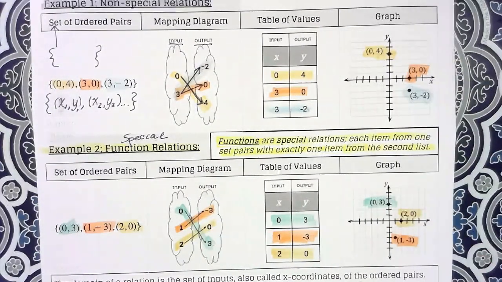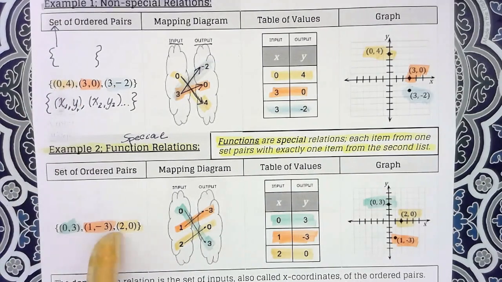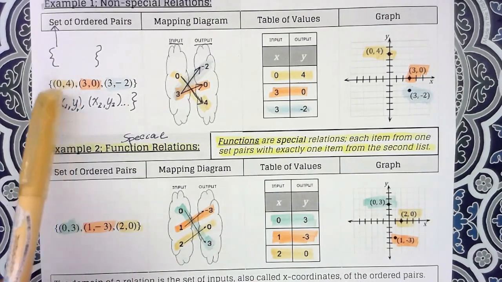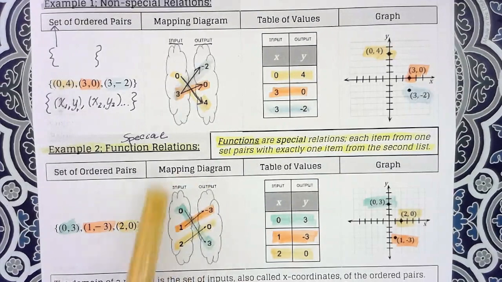So what do we notice? Okay, even if I didn't tell you, what are the big differences? Well, here, if you notice, I don't repeat any of my x values. I have 0, I have 1, I have 2. Here I had 0, 3, 3. How do you indicate it in a mapping diagram?